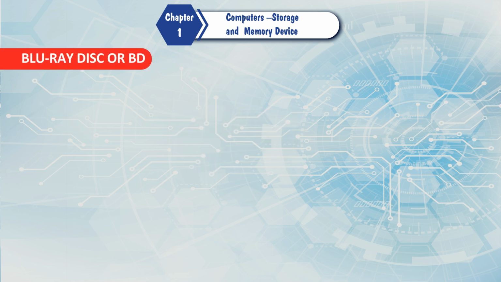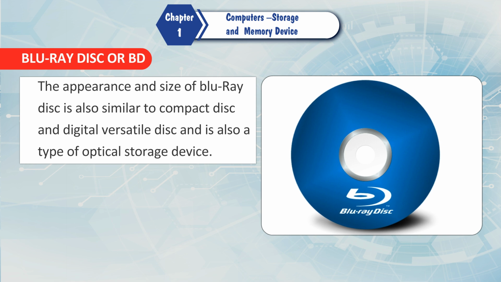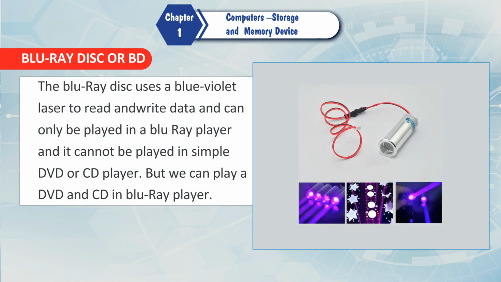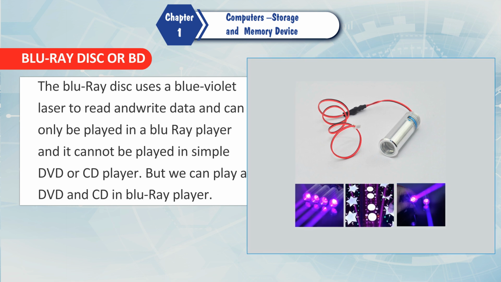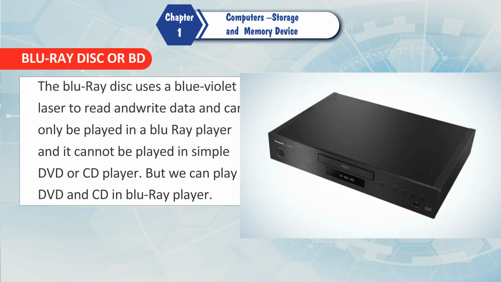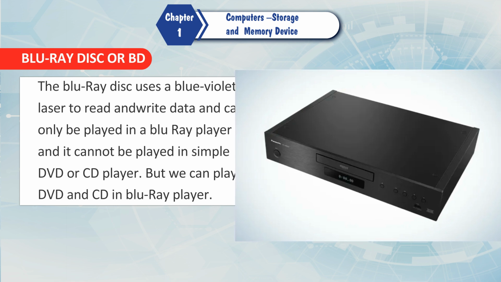Blu-ray disc or BD. The appearance and size of a Blu-ray disc is also similar to a compact disc and digital versatile disc and it is also a type of optical storage device. The storage capacity of a Blu-ray disc is about 5 times that of a DVD and can store up to 25 GB data on a single layered disc and 50 GB on a double layered disc. The Blu-ray disc uses a blue-violet laser to read and write data and can only be played in a Blu-ray player. It cannot be played in a simple DVD or CD player, but we can play a DVD and CD in a Blu-ray player.